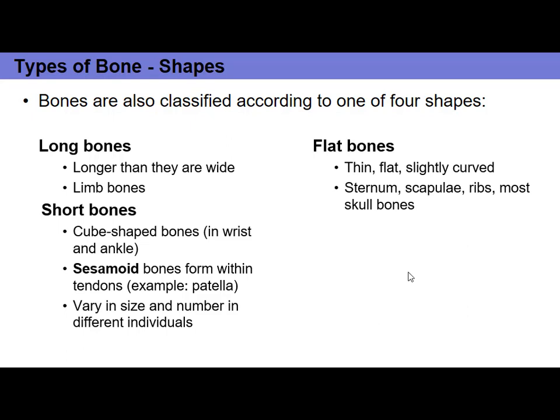The third group are your flat bones. They're thin, they're flat, with a slight curve to them. Your skull is an example, your sternum, your scapula that makes up the back of your shoulders, all of that's going to be your flat bones.